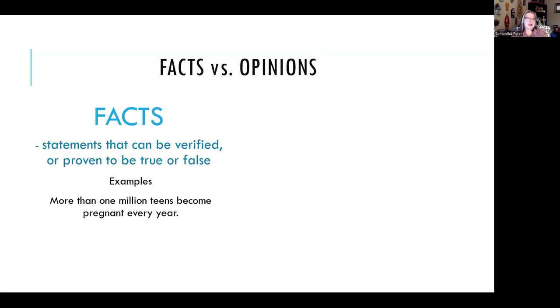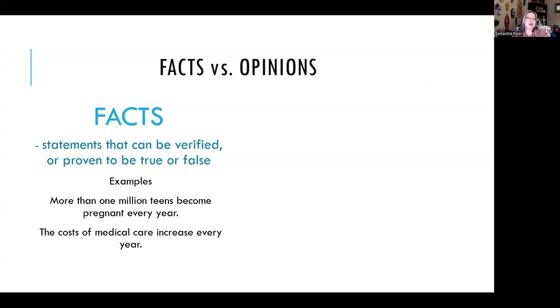So here's an example: more than 1 million teens become pregnant every year. Say, take the United States. This is something that we can actually look up, right? I mean, a quick Google search and just see the numbers. Yes, more than 1 million teens become pregnant every year. That's easy to find out, and we can verify that as a fact.